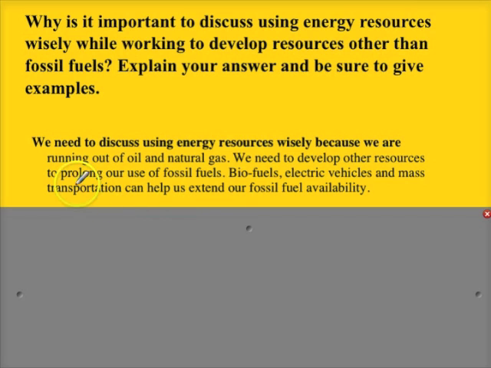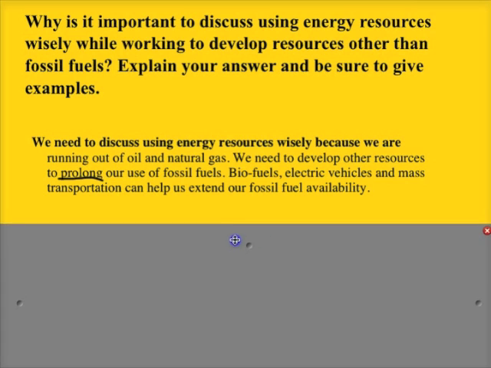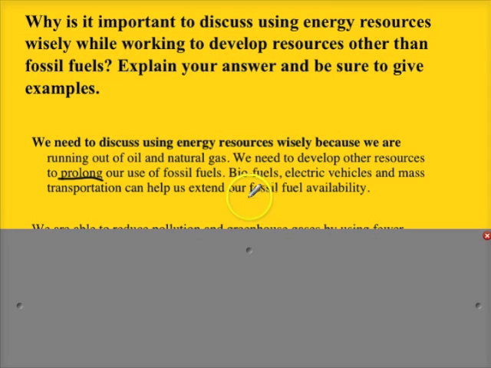Get that? To prolong. We want to use it wisely so we have it around as long as we can. Biofuels, electric vehicles, and mass transportation can help us extend fossil fuels. So yeah, fossil fuels still will be around for a while. They're not going to run out tomorrow, but eventually they will. So can we prolong their use by developing alternatives and using them wisely?